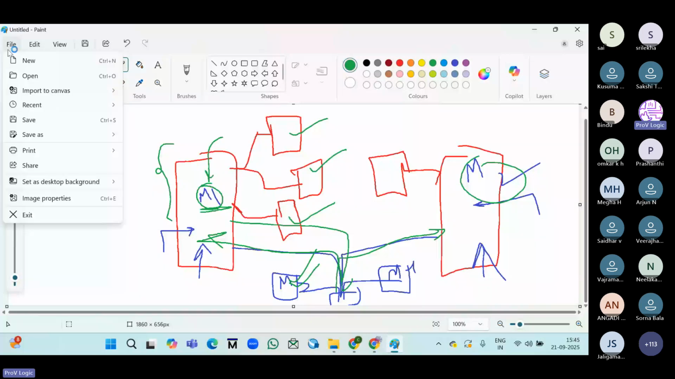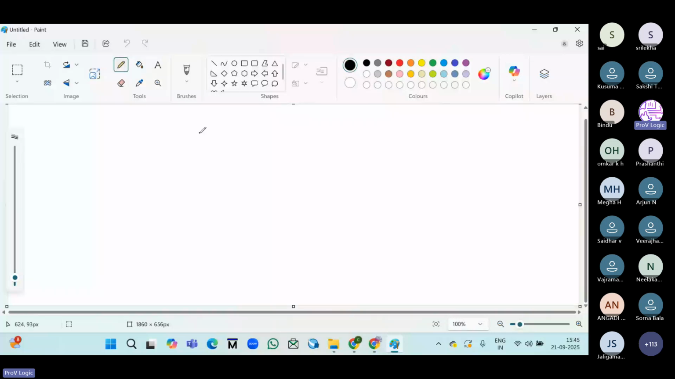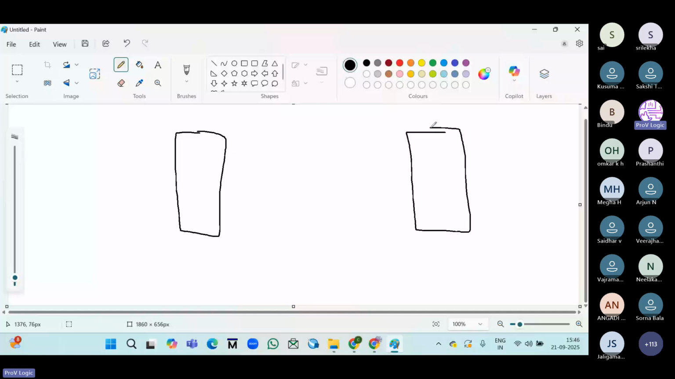Okay, like that, the UART protocol. UART is similar to the USB protocol. UART means what? Universal Asynchronous Receiver Transmitter. It's an asynchronous protocol. That means there is a transmitter and there is a receiver. Asynchronous means what? There is no clock. How can we transfer the data if there is no clock?